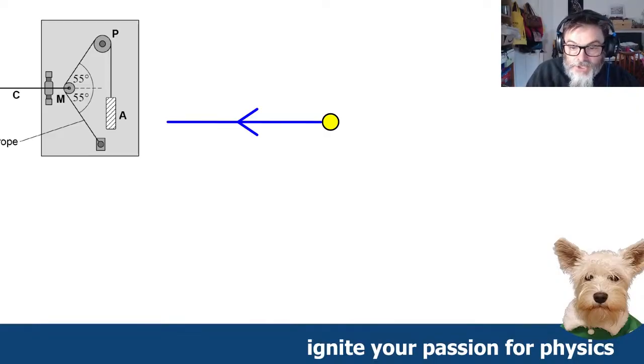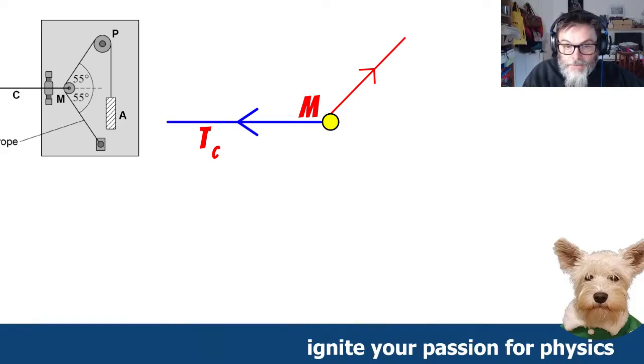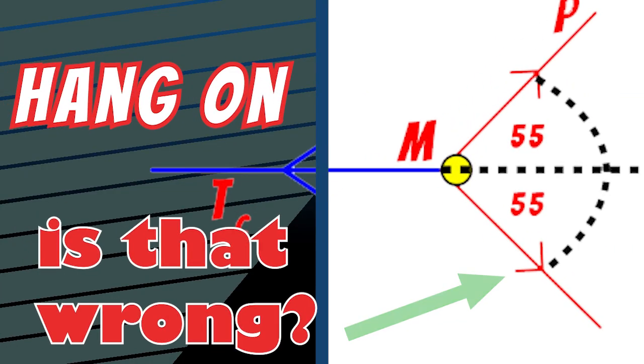We have the tension in C like this, so we could call that tension C, and then we have a tension like this from the top wire M to P, so this is point P, and then we have the same tension in this wire that is kind of going from M to the bottom point. But surely that's wrong. Well, actually, no, it isn't.